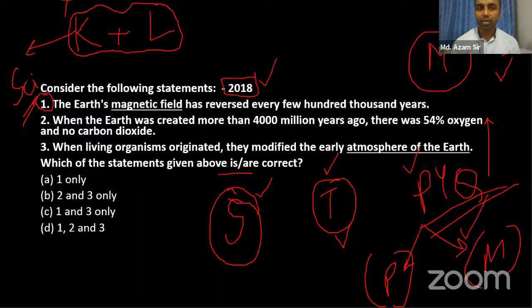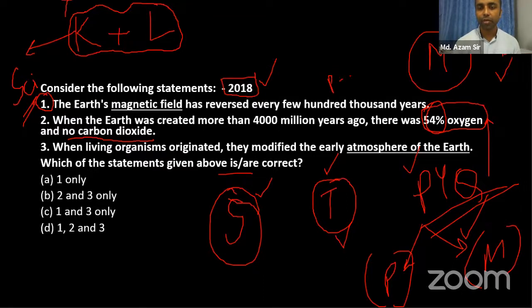Let us proceed with the next statement. The second statement says, when the Earth was created more than 4,000 million years ago, there was 54% oxygen and no carbon dioxide. Here you will get the answer. Even if you are the most average student, from your college or school days, this should click. 54% oxygen. Let me ask you, what is the present amount of oxygen available in the atmosphere?